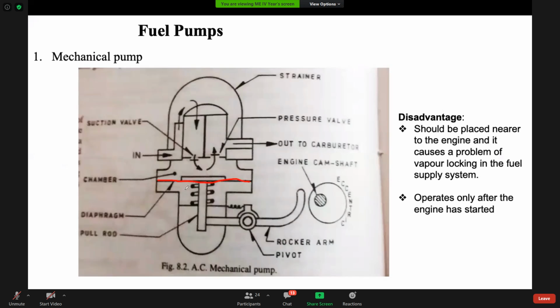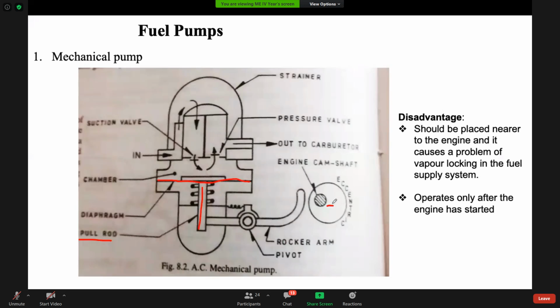Now, how does it work? This diaphragm is connected to the pull rod. This is your pull rod. Naming is given here. This pull rod is connected using a lever arm, which is pivoted at one location. And through this rocker arm, it is connected to your eccentric camshaft. Eccentric means the center of this will not match the geometric center of your circle. There will be some eccentricity.